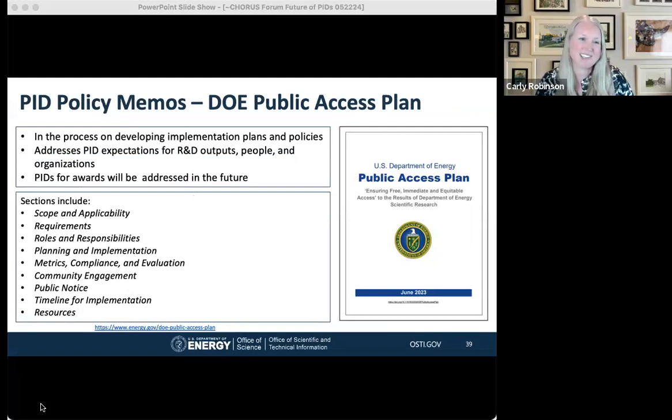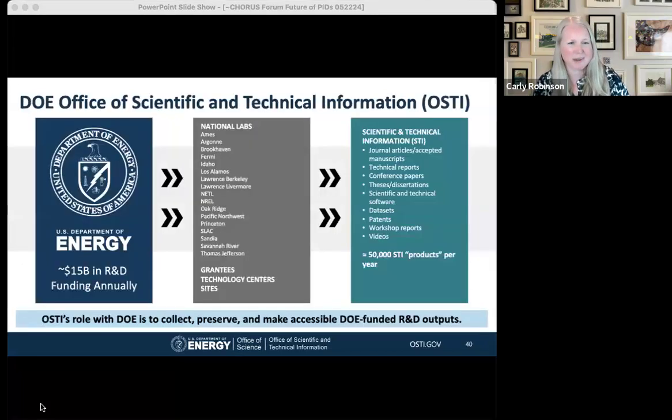And so I want to transition to talking about the work that we've already done within the Department of Energy and specifically my office, OSTI. If you go to the next slide, I want to talk about how my office fits within the agency and how that relates to our persistent identifier work.